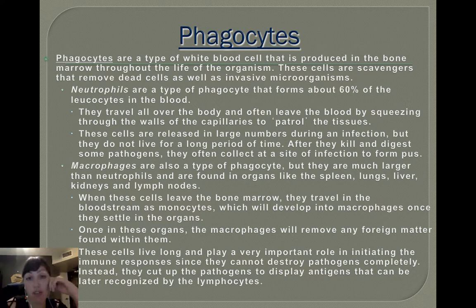Macrophages are also a type of phagocyte, but they are much larger than neutrophils, and so are found in organs like the spleen, lungs, liver, kidneys, and lymph nodes. So when these cells leave bone marrow, they travel in the bloodstream as monocytes, which will develop into macrophages once they settle in their organs. And once in the organs, the macrophages will remove any foreign matter found within them. And the cells live long. They play a really important role in initiating the immune response since they can't destroy pathogens completely. Instead, they cut up the pathogens to display antigens that can then be later recognized by lymphocytes.